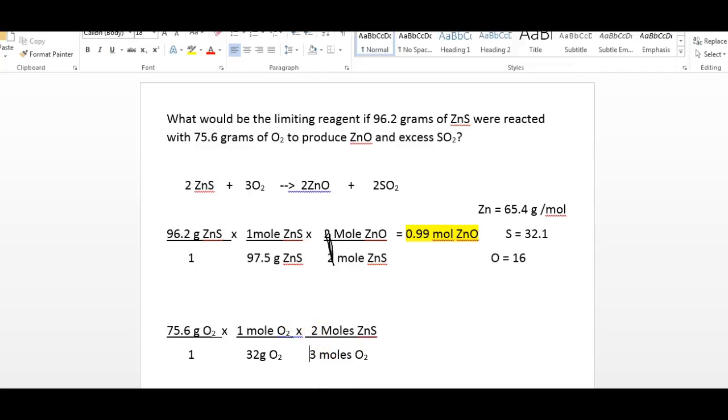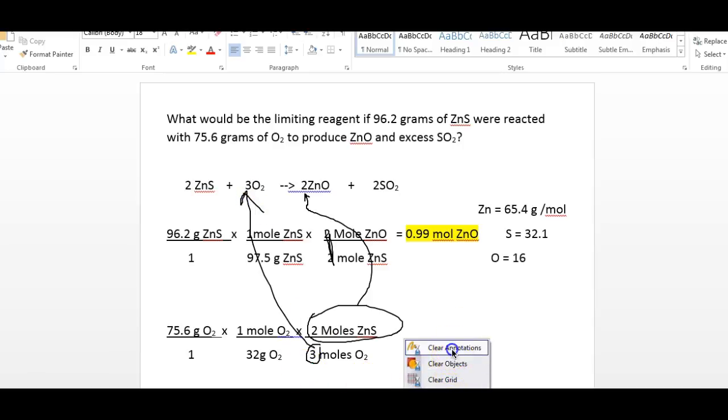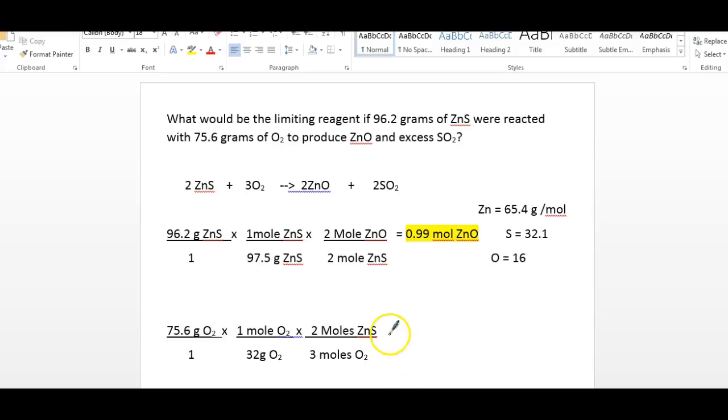These numbers right here, make sure you understand where they come from. They come from the equation. This is the 2, and this 3 comes from here. This is where we get the mole part from. So make sure you understand that part of it. Let me clear those. Then we just do the math, right?